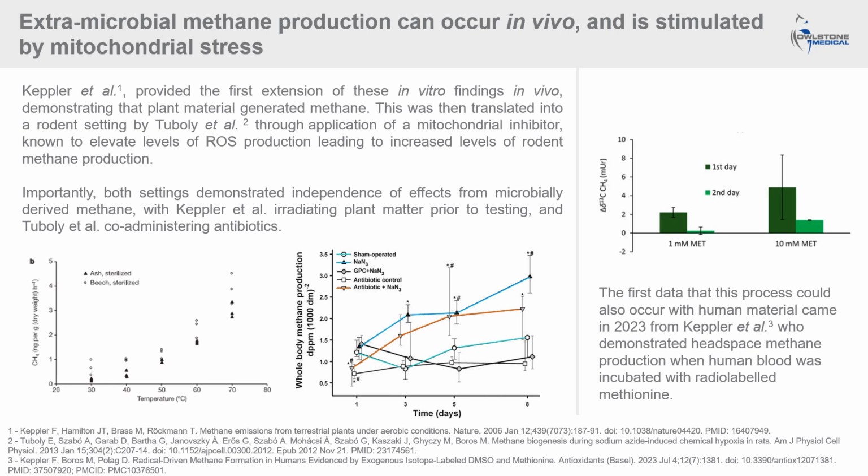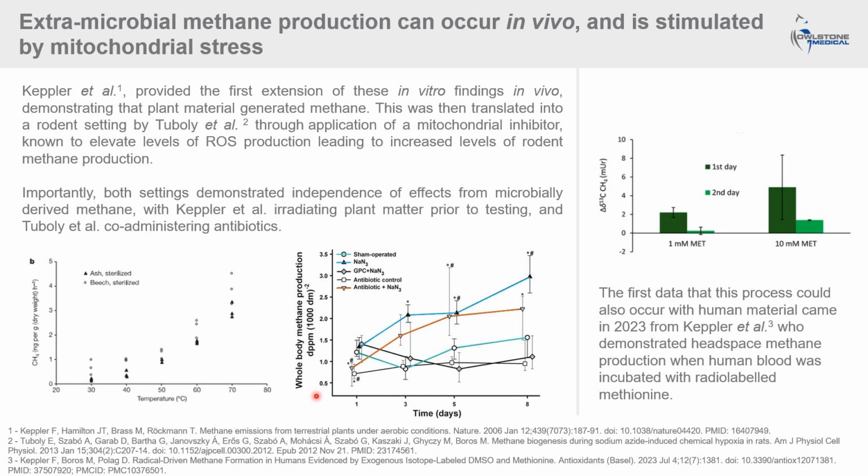al. in 2006, who took plant matter, particularly ash and beech, sterilized it to remove any microbial effects, demonstrating that all methane production was endogenous in nature, and then demonstrating methane production at baseline from this plant material. Translating from plants into animals, by Tuboly et al., we see work administering that same mitochondrial inhibitor, sodium azide, to whole animals and measuring whole body methane production.